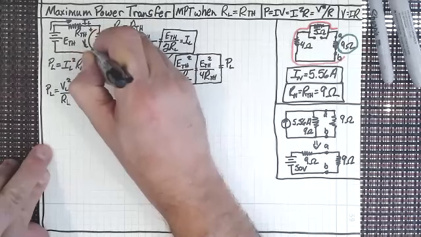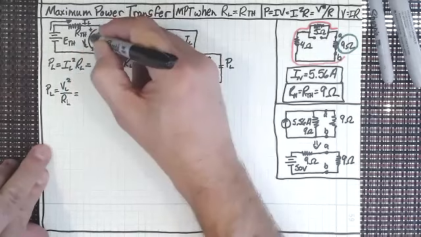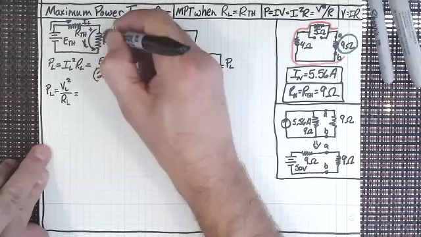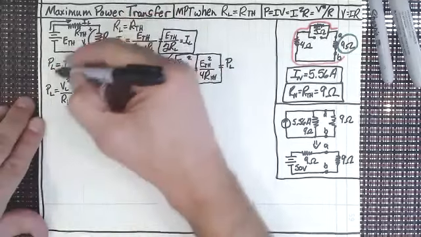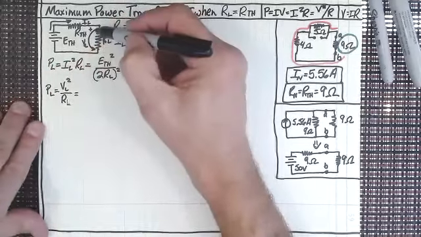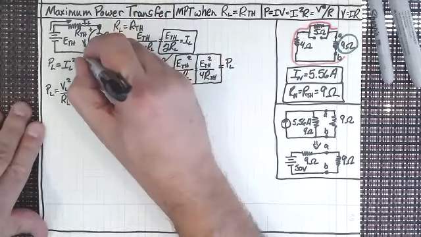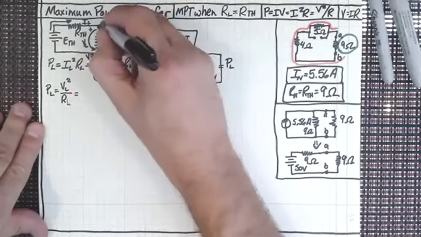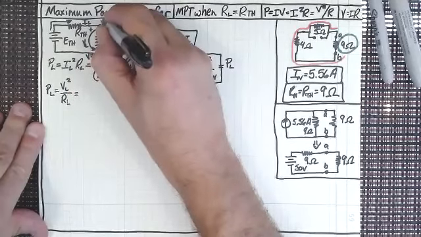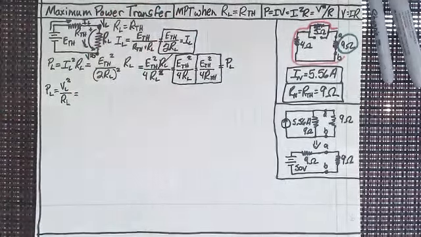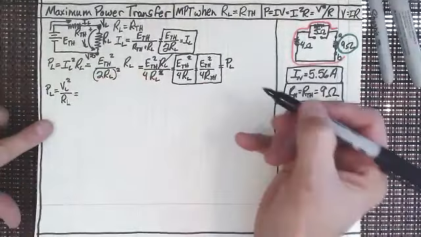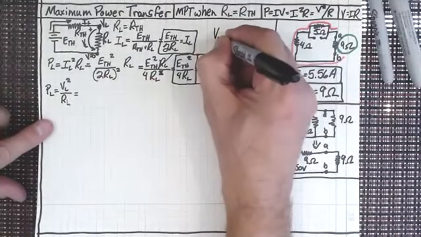V sub L, the voltage drop across the load resistor, is what we're looking at. We're looking at the power in the load, right? Since we know the voltage right here equals 0, the voltage up here has to be V sub L. So if I wanted to find out what V sub L is, I'm going to write V sub L up here.